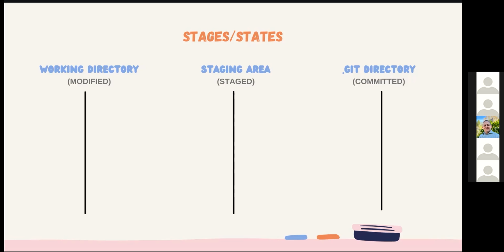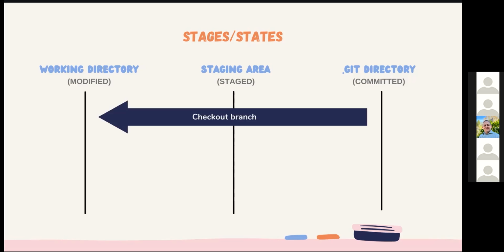So normal flow, you check out a branch, which loads the files to disk so that you can use or modify them. And then as you're editing files, Git's going to see them as modified because they've been changed since the last commit.